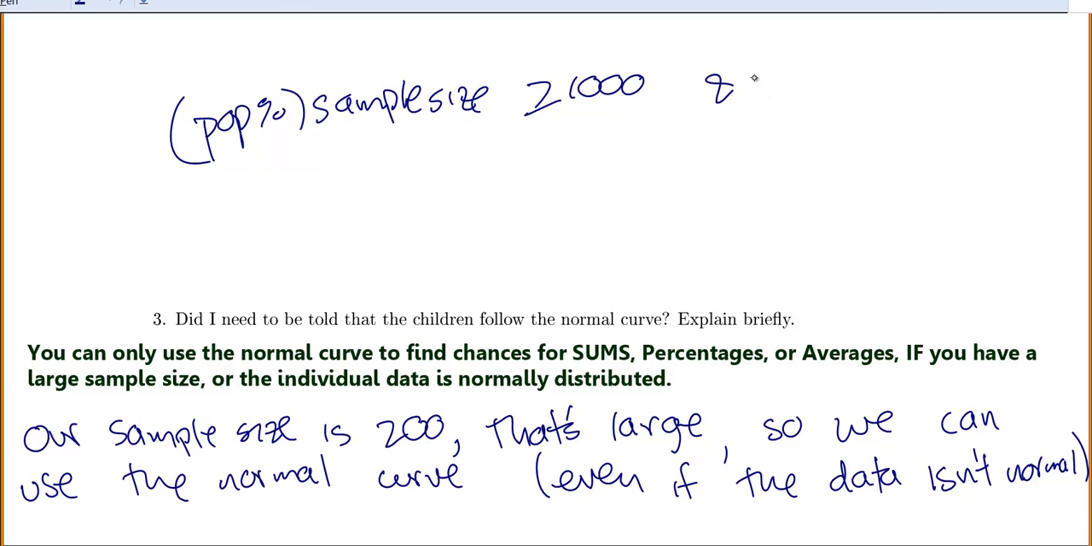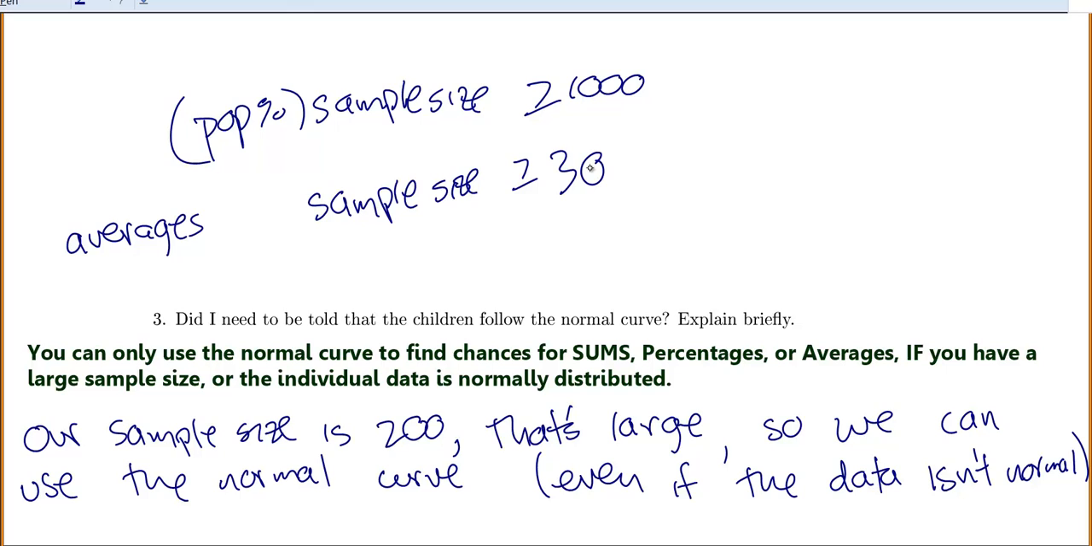But you also have to check 100 times the population percentage minus the population percentage times the sample size is at least 1,000. And that's for percentages. For averages, it just has to be that your sample size is at least 30. So that's why you're thinking of the number 30, because I might mention it somewhere for your sample, for averages. And yeah, it would be the same for sums.